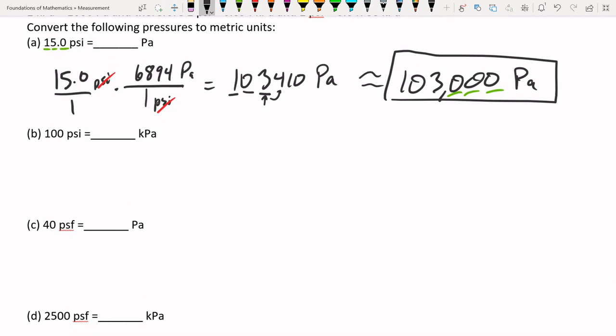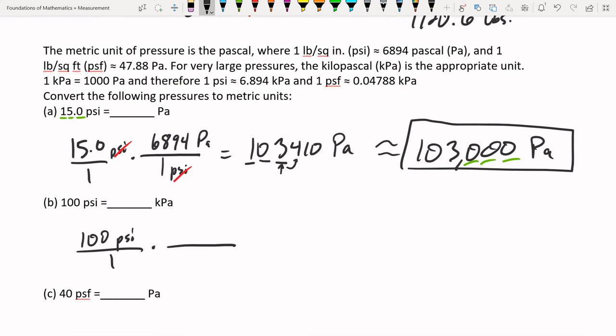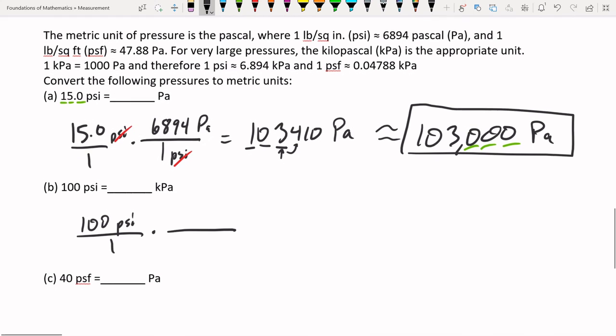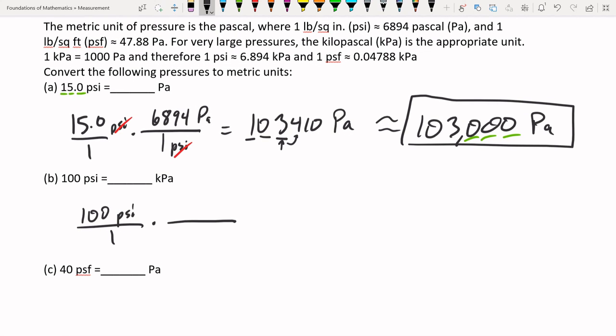Okay, 100 psi times how many kilopascals? So we don't have a direct conversion, but we do have from psi to pascals, which we just used. 1 psi equals 6894 pascals. And then we have 1000 pascals equals 1 kilopascal.